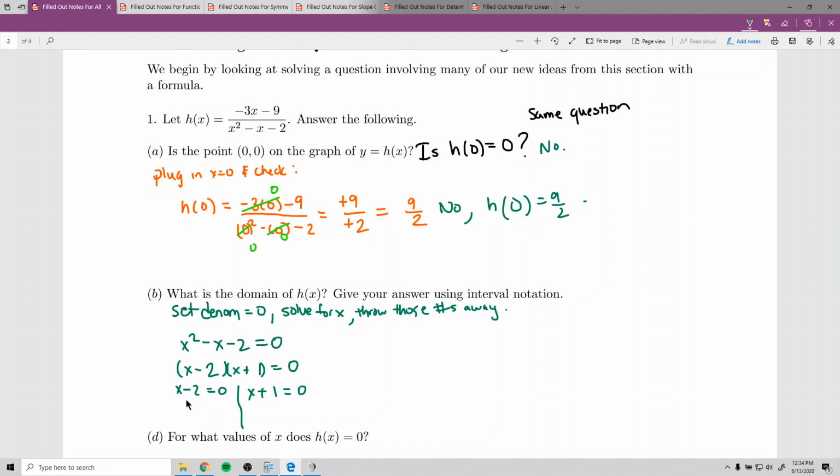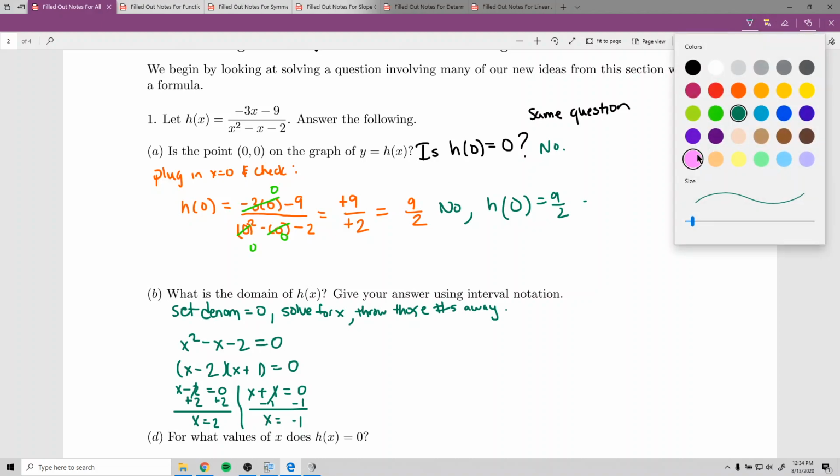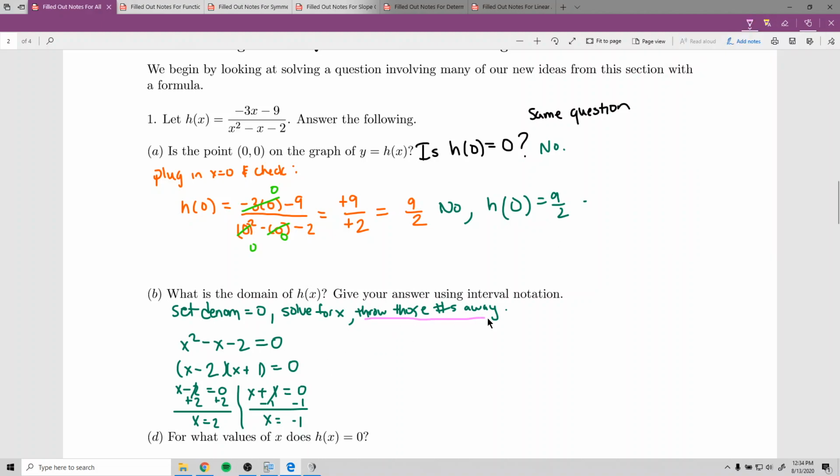Now solve each one. Add 2 for the one on the left, we get x equals 2. For the one on the right, we subtract 1 from each side. We get x equals negative 1. I accidentally wrote two negative signs. And remember, we are throwing these numbers away. So 2 and negative 1 are not in the domain.